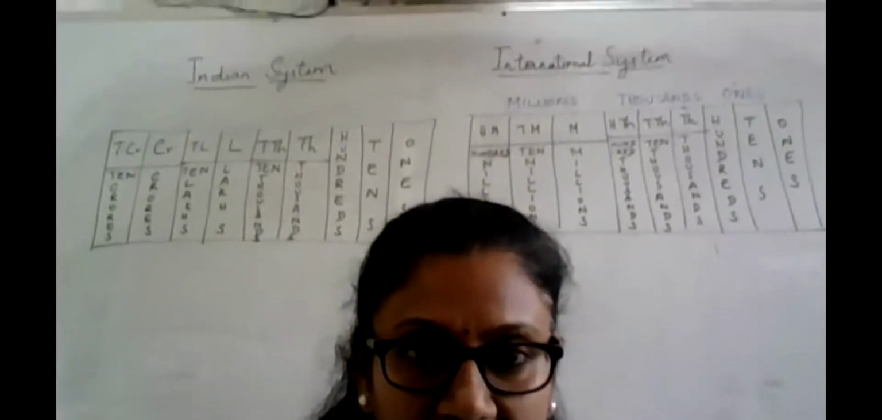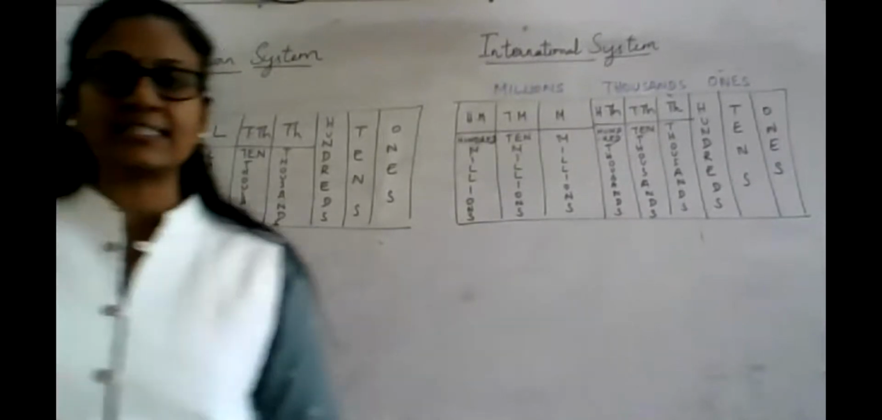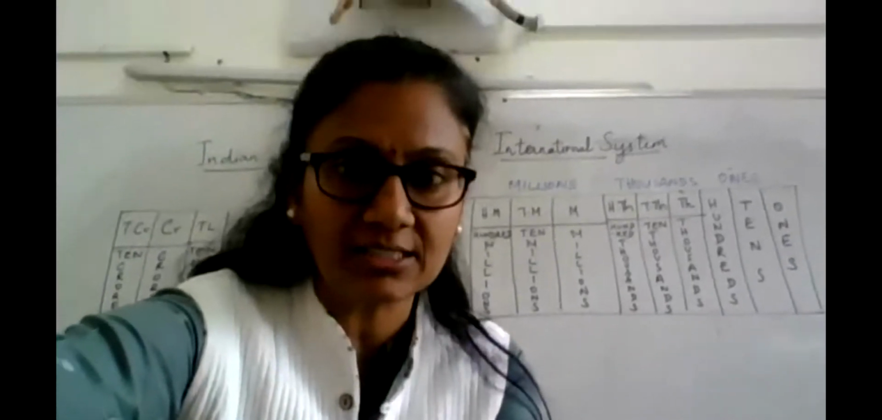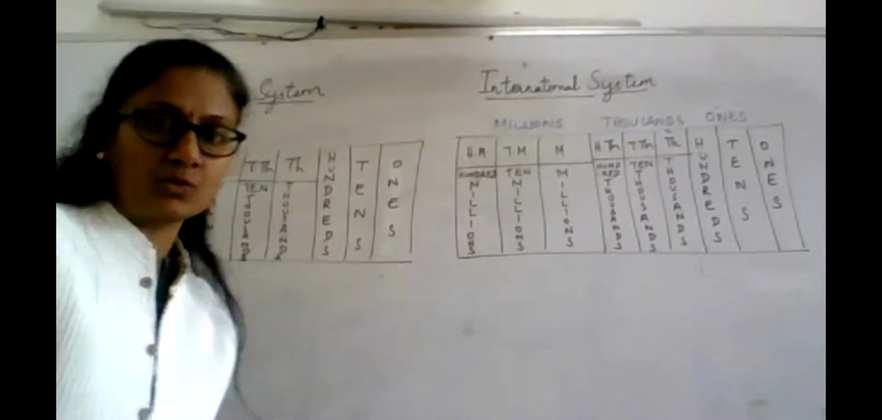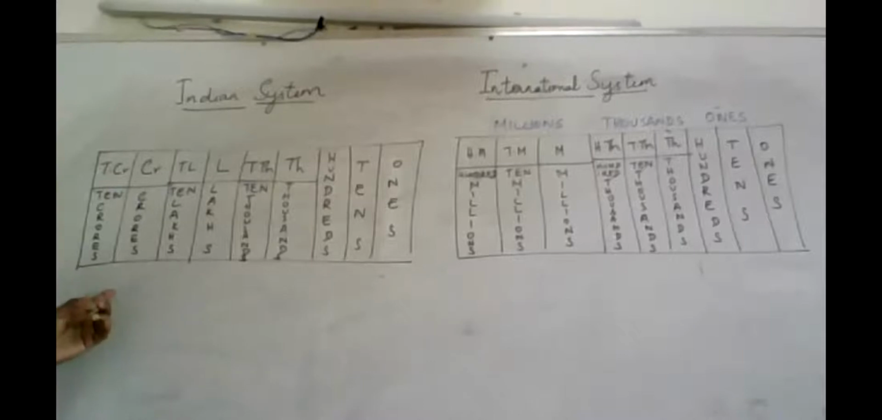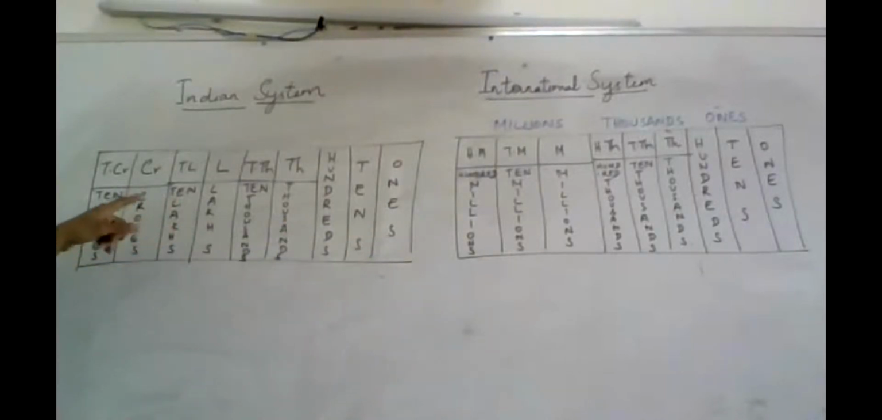So I hope you're seeing the board behind me now, where I have written both the systems, the Indian system and the international system of naming a given number. So we will quickly look at the Indian system first. The Indian system, we introduced the crores and the 10 crores to you in this year.